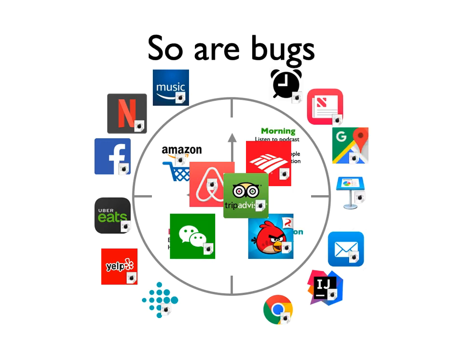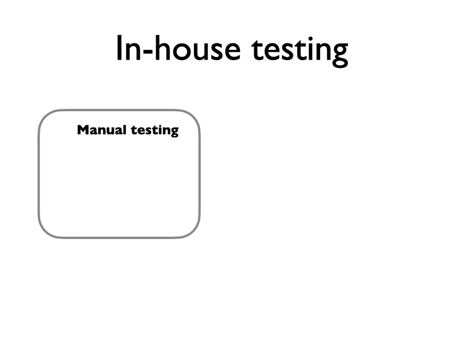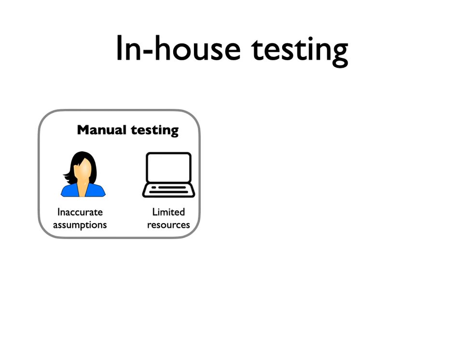To reduce the number of bugs in the software, in-house testing is performed, and is typically performed manually. But manual testing may not be representative of field executions, because developers or testers may make inaccurate assumptions on how the software will be used. In addition, testers often have to compromise on the thoroughness of their tests due to time and cost considerations.